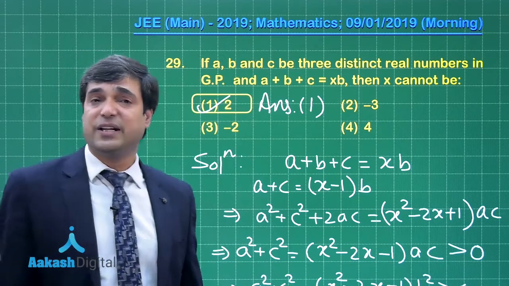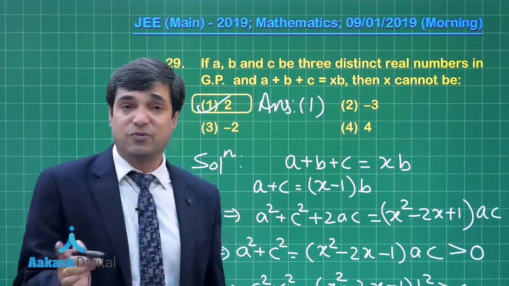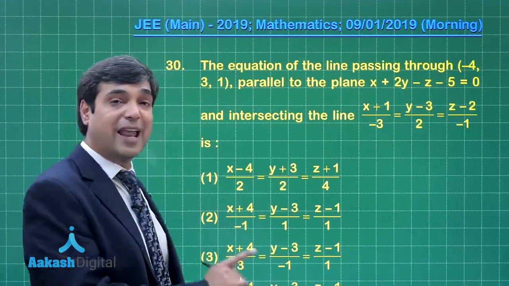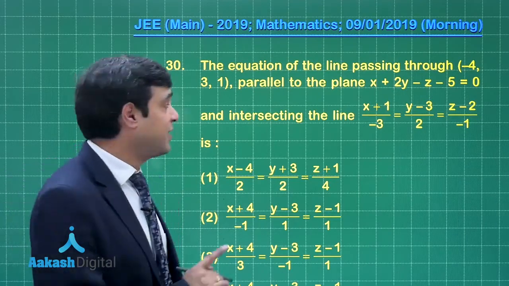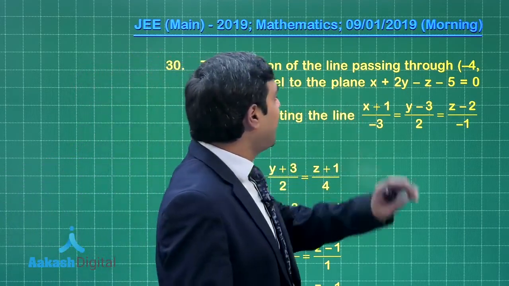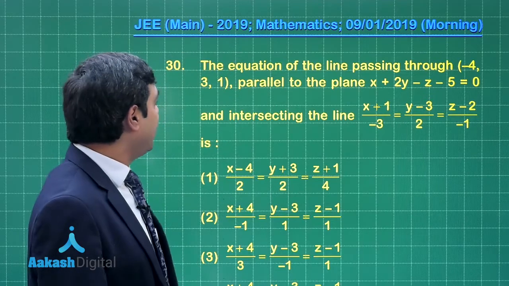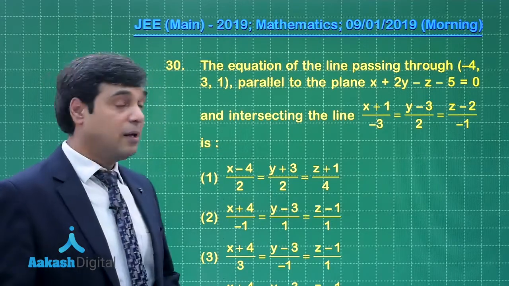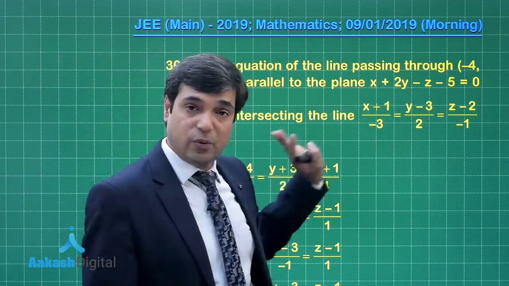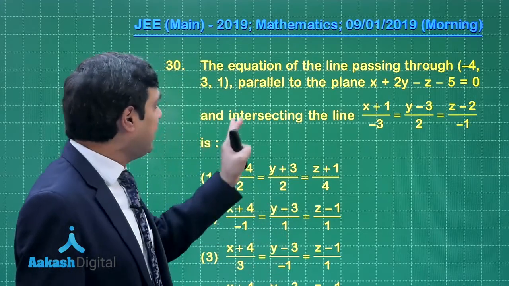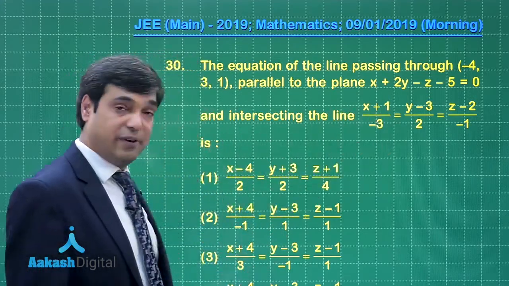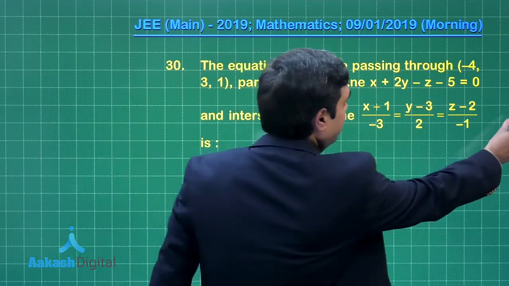Moving on to the next question, that is question number 30, that is the last question of this first paper of 9th January 2019 morning shift. The equation of the line passing through the point minus 4, 3, 1 parallel to the plane, equation is given, and intersecting the line, another line is given. Interesting one, let's start it.